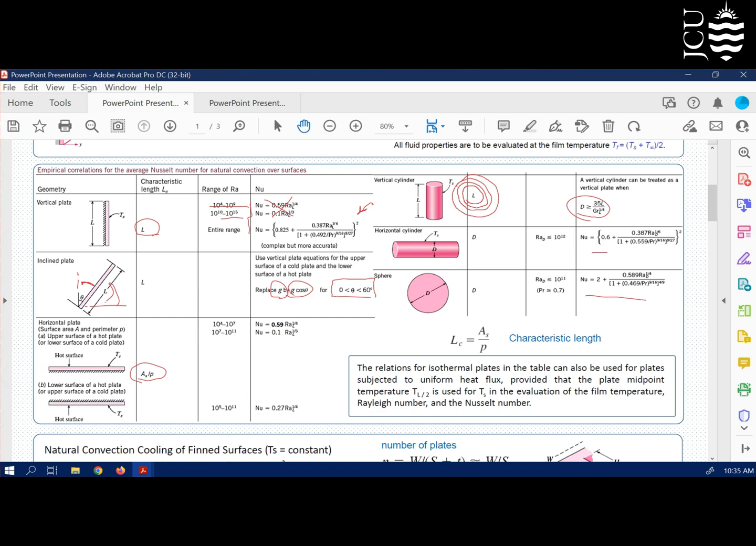This is for all the cases when we had a wall with a constant surface temperature. If we had a constant heat flux, it would be a good approximation if you select the temperature at the middle height of that wall as the surface temperature.